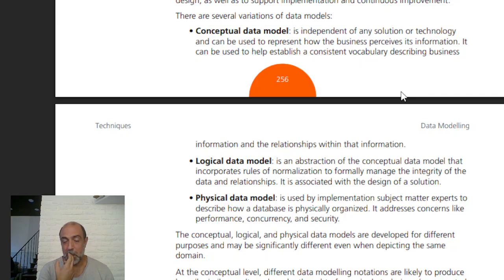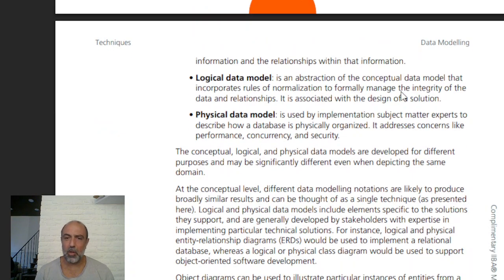Okay? And the physical data model is used by implementation subject matter experts to describe how a database is physically organized. It addresses concerns like performance, concurrency, and security. The conceptual, logical, and physical data models are developed for different purposes and may be significantly different even when depicting the same domain.